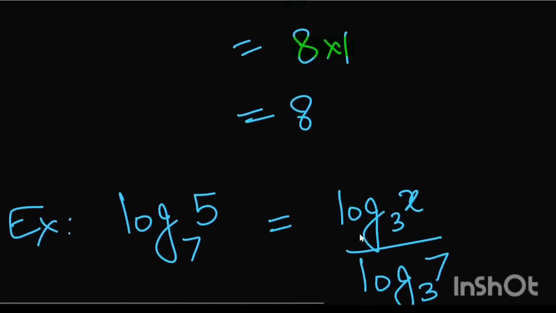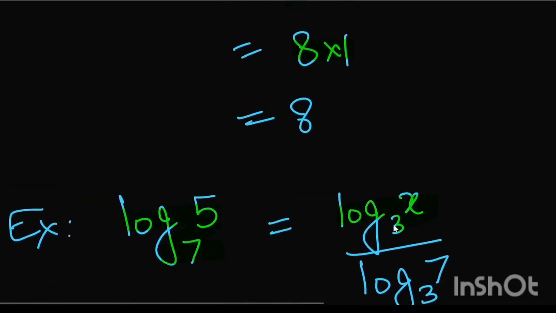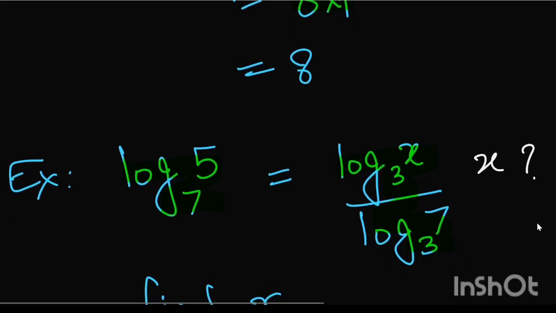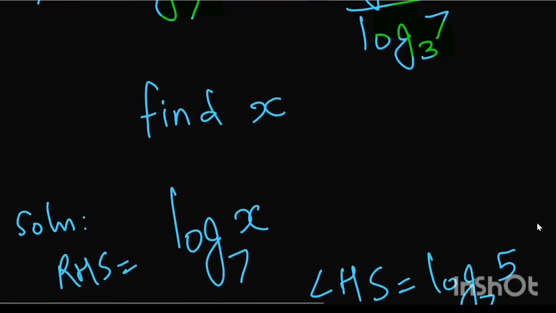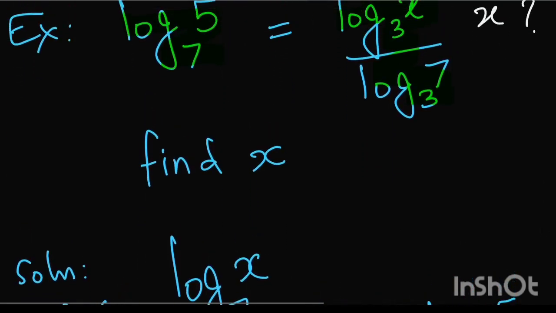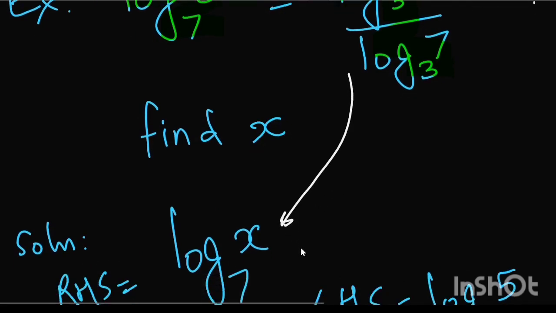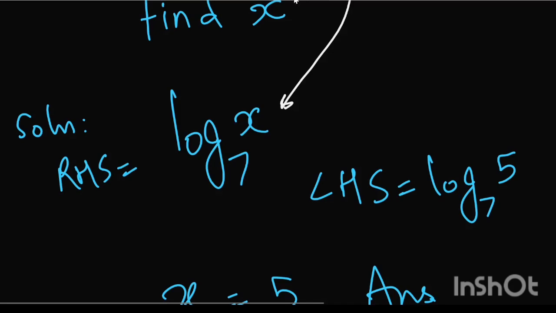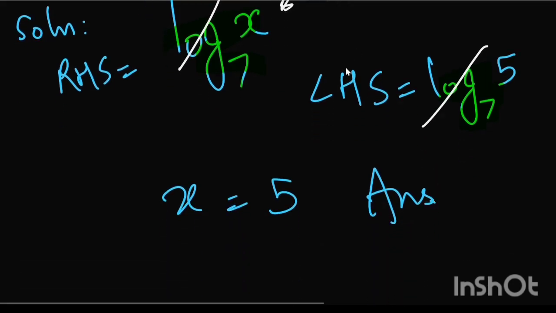Now log 5 base 7 is log x base 3 upon log 7 base 3. The question is, what is x? So guys, the right hand side we will solve. That's the hint. The right hand side we can directly write as log x base 7 using the result, because the base is 3. LHS is log 5 base 7. Comparing these two, the bases are 7, so the logs can be cancelled. So x is equal to 5 is the answer, guys.